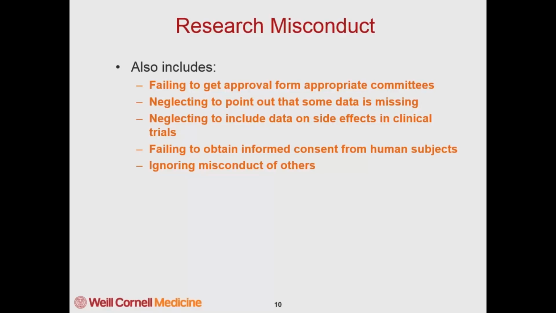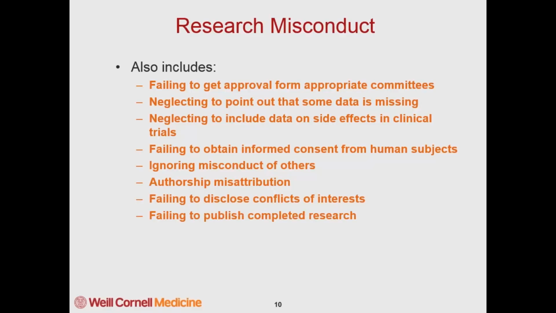And as you saw in one of the articles, many people actually do report that they have witnessed misconduct, though they are not reporting it. That also counts as misconduct. Authorship misattribution is a reason for misconduct. Failing to disclose conflicts of interest, which again, given the emphasis that we put on conflicts of interest, one might think wouldn't happen, but it actually happens quite often. Failing to publish completed research also constitutes misconduct, in spite of the fact that it happens, again, quite commonly. So, what happens? What do we think about misconduct? Scientific misconduct.